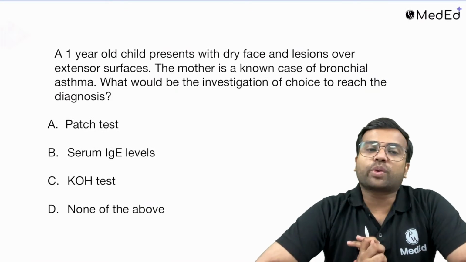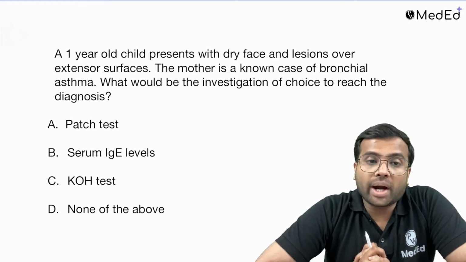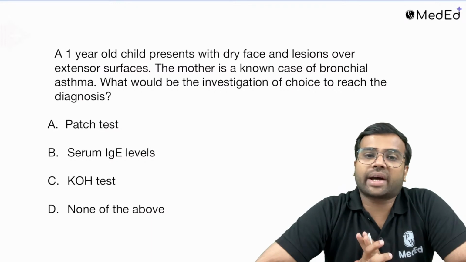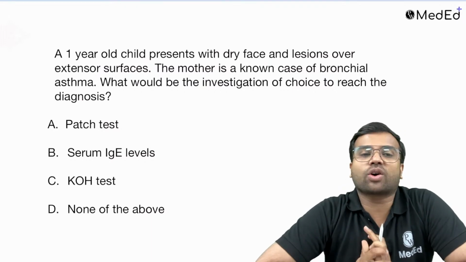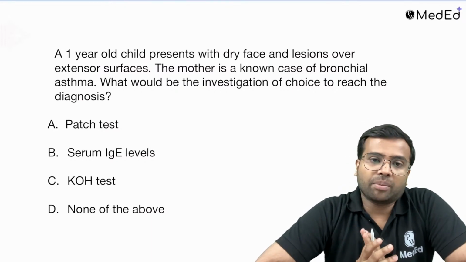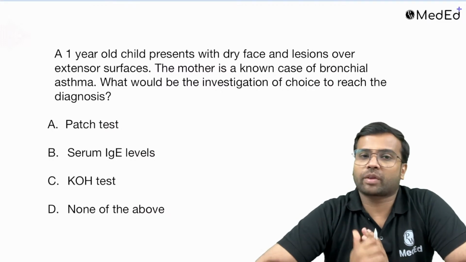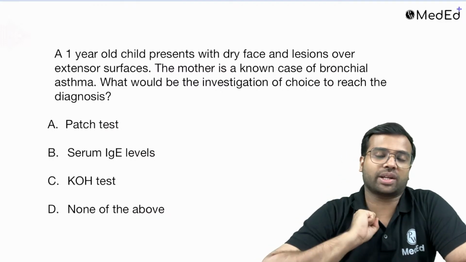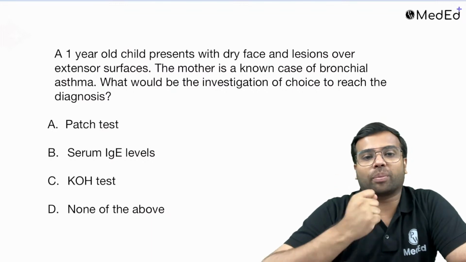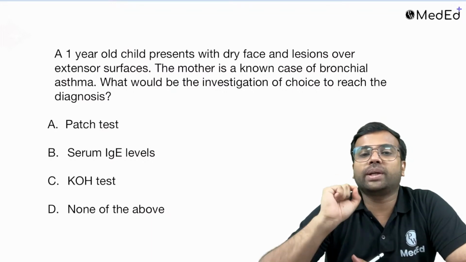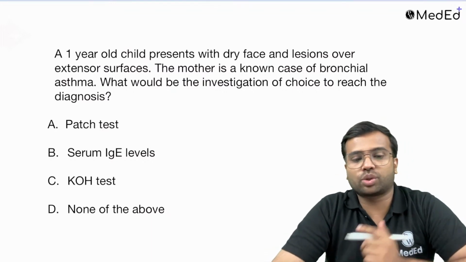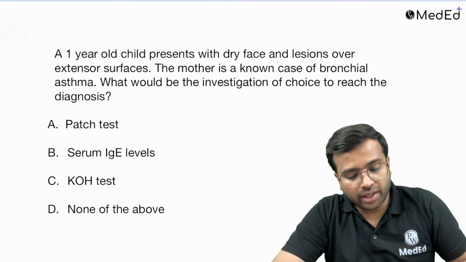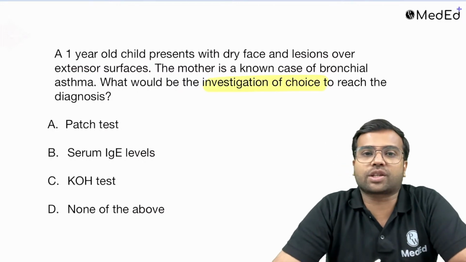Now let's see one more question. A 1-year-old child presents with a dry face and lesions over the extensor surface. Mother is a known case of asthma. So from these two sentences, we understand the diagnosis is atopic dermatitis. What would be the investigation of choice to reach the diagnosis? So they're asking you what is the investigation of choice.